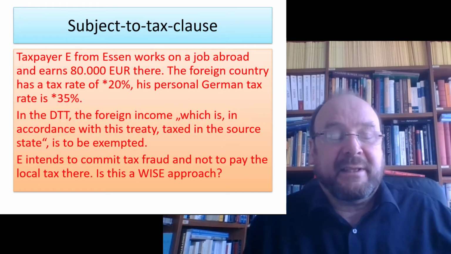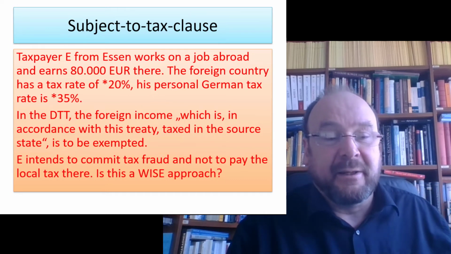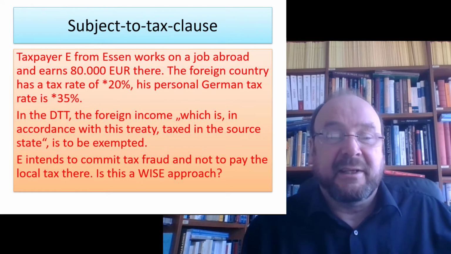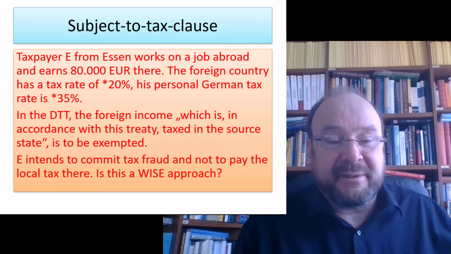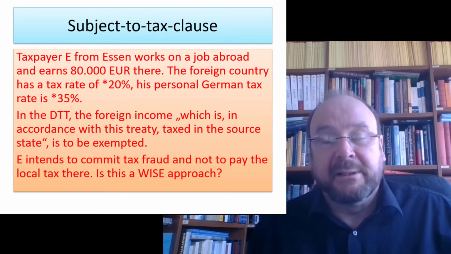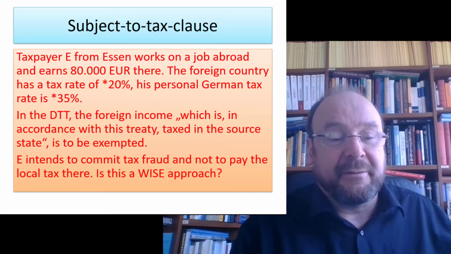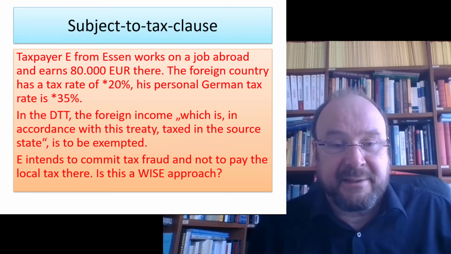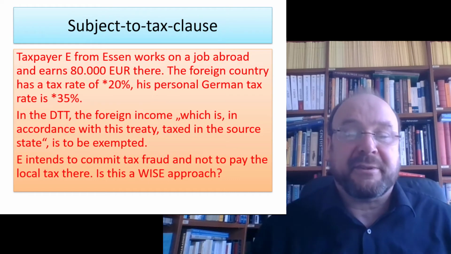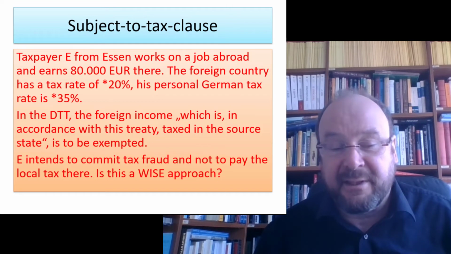Now, to illustrate this, again, an example: taxpayer E from Essen works on a job abroad and earns 80,000 there. The foreign country has a tax rate of 20%. His personal German tax rate is 35%. In the DTT, the foreign income is declared to be exempted if a tax was levied in the source state. And now, if you don't pay the tax in the source state, it's not a wise approach, because then the German tax claim is not abolished. It remains in force. And so you can also be prosecuted in Germany for having committed tax fraud with regard to 35% of 80,000.